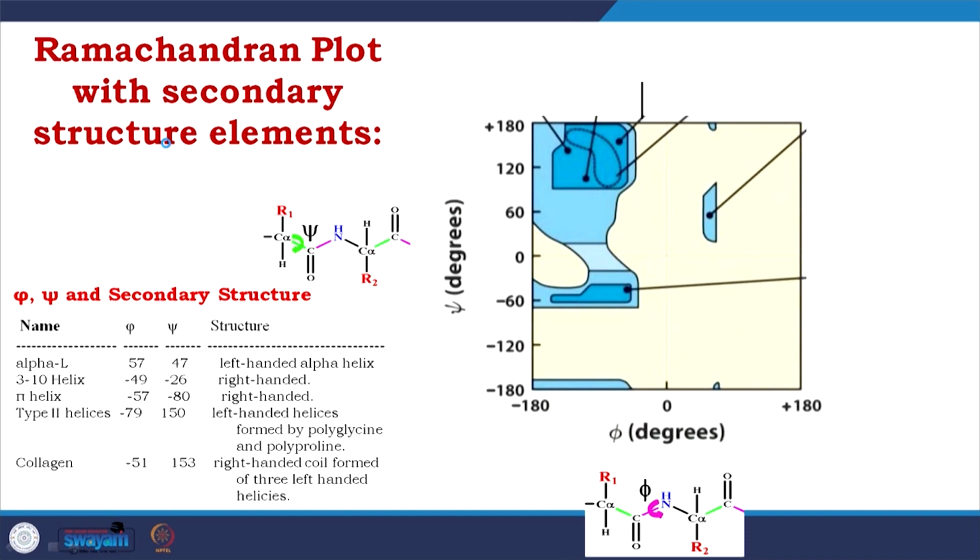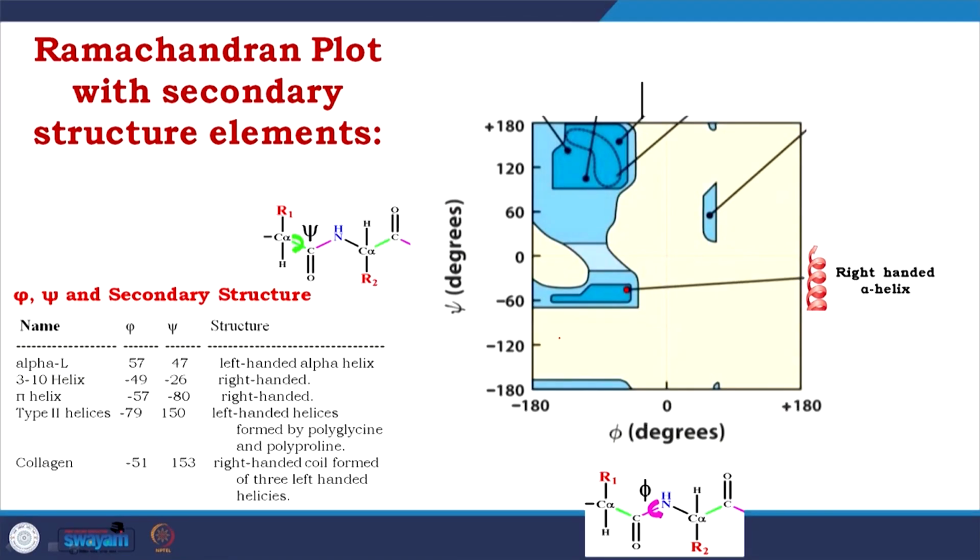C alpha and C is psi, which is put on the y axis, and C and N put on the x axis. Now, this portion which is highlighted is the right-handed alpha helix. So, if the amino acids are part of the right-handed alpha helix, they mostly cluster in this region. If they are part of the parallel beta sheets, they are part of this region. If they are part of anti-parallel beta sheets, they are part of this region.